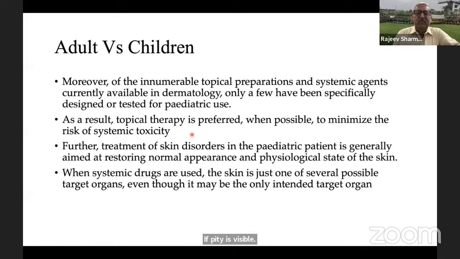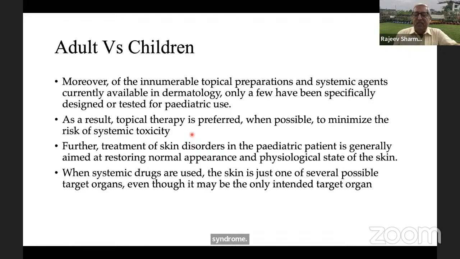So a common example of misuse is topical steroids, super potent ones, especially the clobetasol propionate combinations which people use in children. If applied excessively, it can even lead to Cushing's syndrome. We'll come to some more which are dangerous.